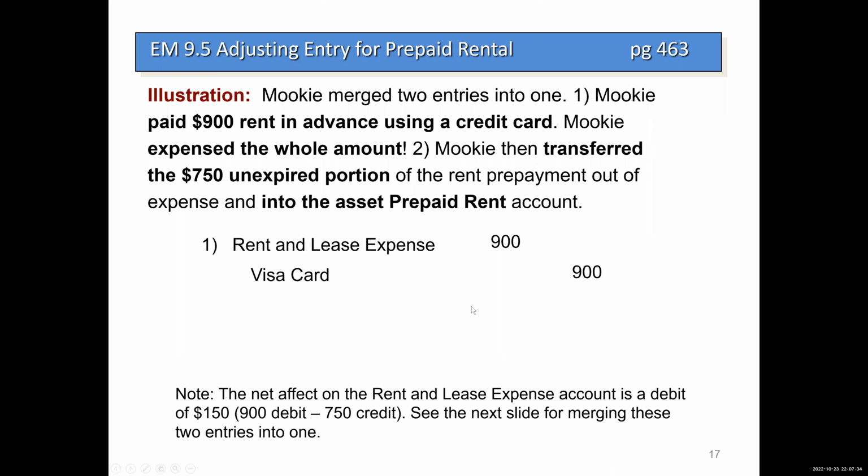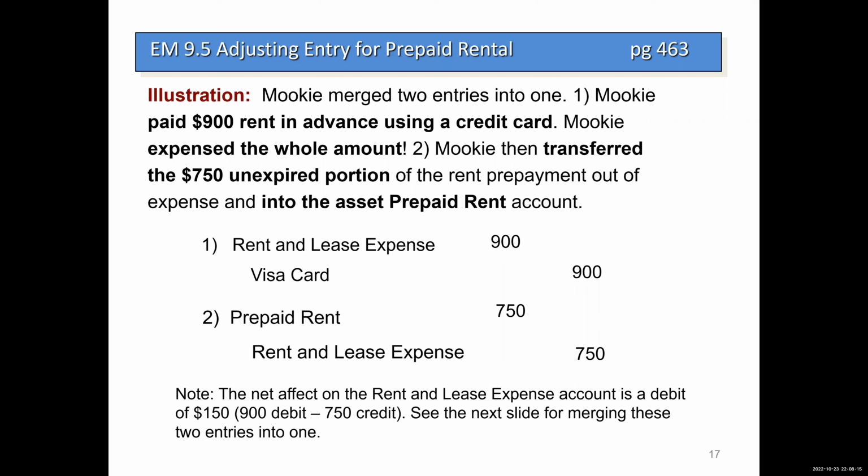And then how do we pay it? With the Visa credit card. Then Mookie said that there's 750 of this 900 that's unexpired. Well, we've got to take it out of the expense if it's unexpired and put it in the asset account, prepaid rent, right? So we're going to take that 900 of the rent and lease expense. We're going to take 750 out of the expense because it wasn't expense, and we're going to put it in prepaid rent. So that is really what's going on.